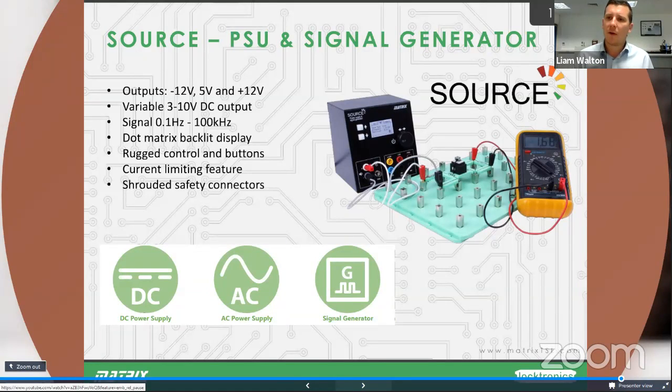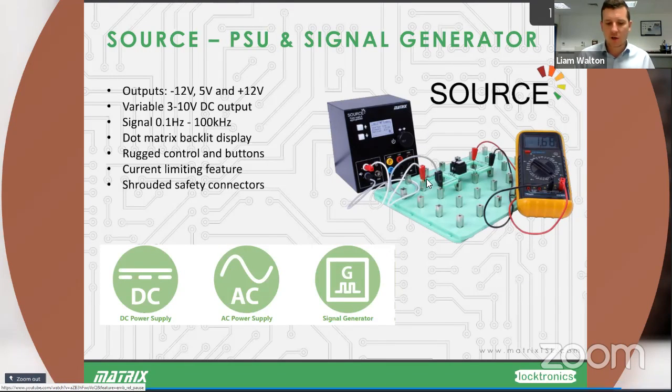Now, what we have is what we call the source. Now, source is essentially an AC, DC, PSU, power supply, and signal generator in one unit. Essentially, it's housed in a rugged enclosure. There's a large graphical backlit display, input controls on that particular display as well. It has a number of DC voltage outputs as well as DC and AC outputs. We supply this as a 110 volt and a 240 volt system.